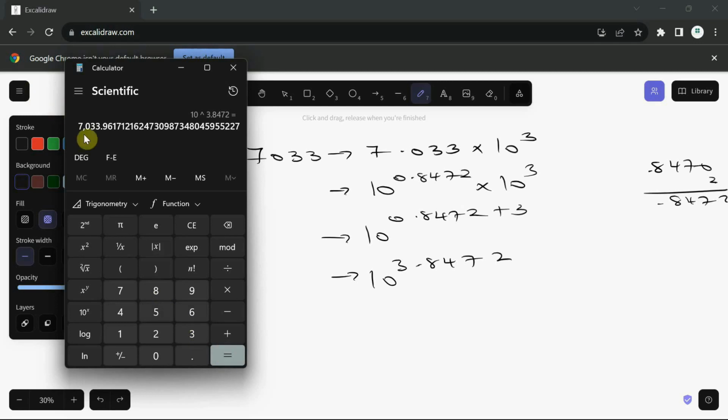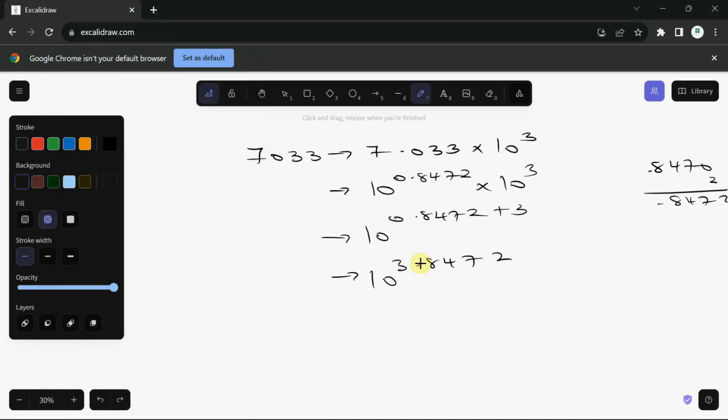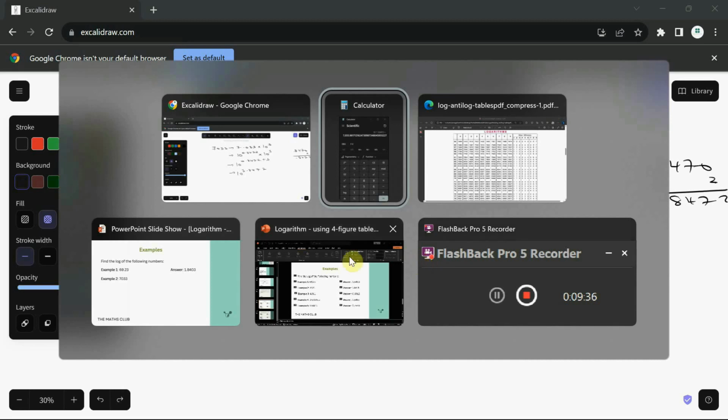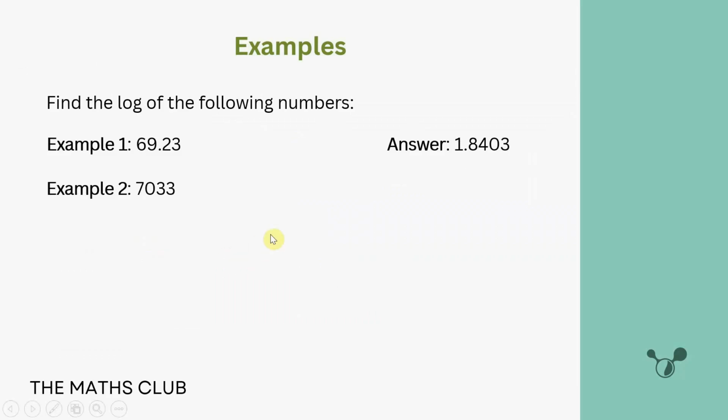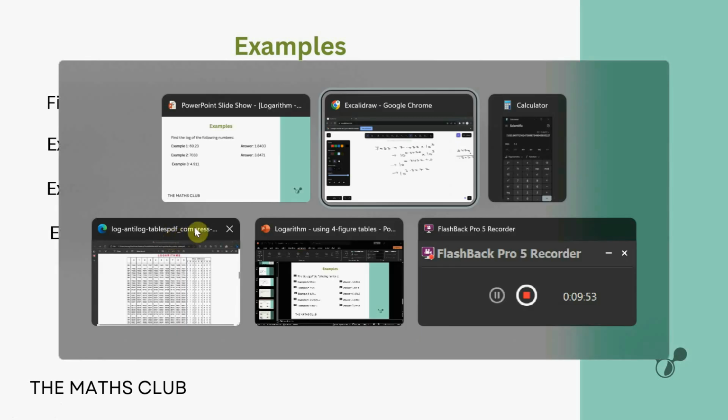Great. You can see we have 7033. It might not be the exact value because of approximation, but you get something really close. So our answer is 3.8472. Let's see if we're correct. Great. So 3.8471. Maybe some four-figure tables might give you more accurate values than others, but it's fine. The next value is 4.911.